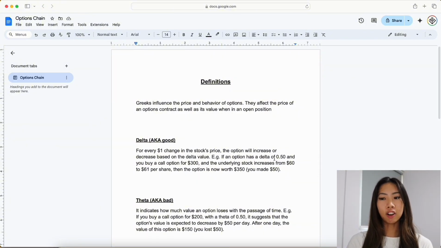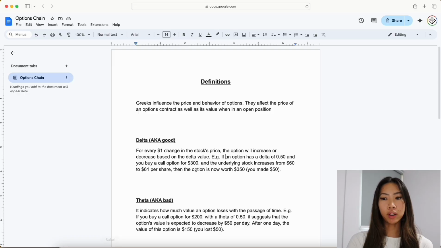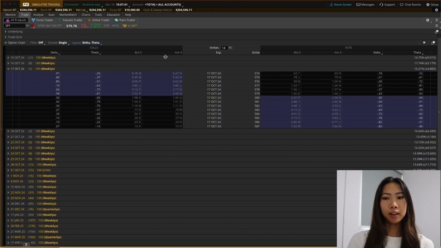If an option has a delta of 0.5, let's go back to that screen so we can have a visual comparison as to what this means. Delta is here, you can see that it's in decimals. So say that it's 0.49, 0.74. If this number is 0.5 here, and you buy a call option for $300, where is this $300 coming from? It is coming from these numbers here. So that's why the bid and ask is so important. This is what you're going to pay for the contract. So in that definition, when the delta is 0.5, it said you will be paying 300.